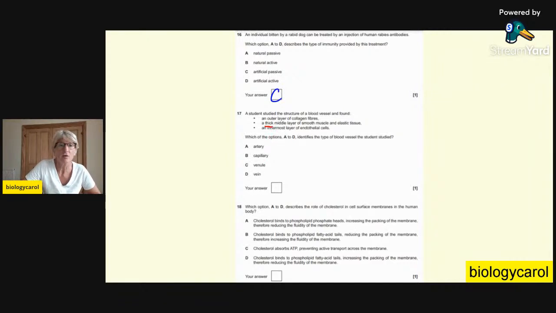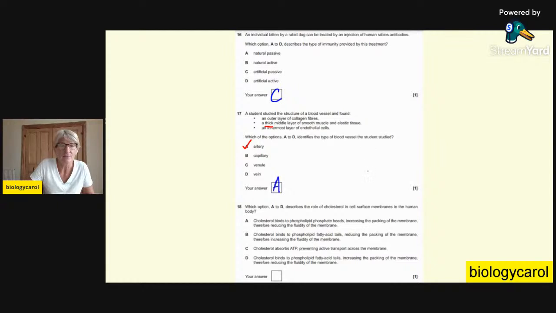Veins have an outer layer of collagen fiber. They have smooth muscle and elastic tissue, but it is a thin layer. And veins also have an innermost layer of endothelial cells. It's got to be an artery. Can I just point out, it cannot be a capillary, because the capillary is only made up of a single layer of endothelial cells. The walls of capillaries are one cell thick. So it can't be a capillary, because we've described four different types of tissue: collagen tissue, smooth muscle tissue, elastic tissue, and endothelial tissue.